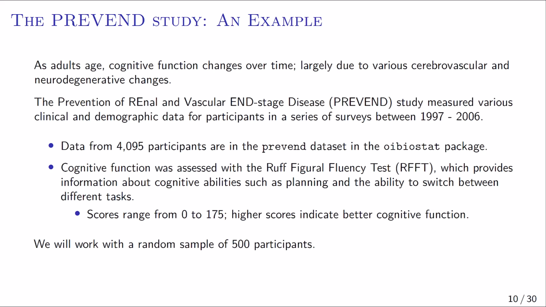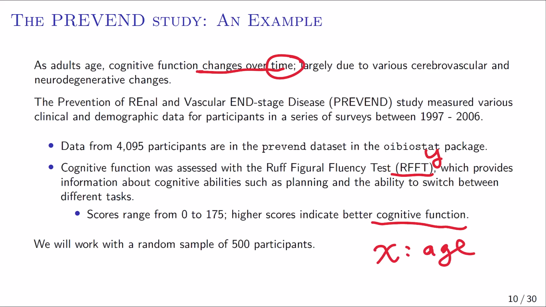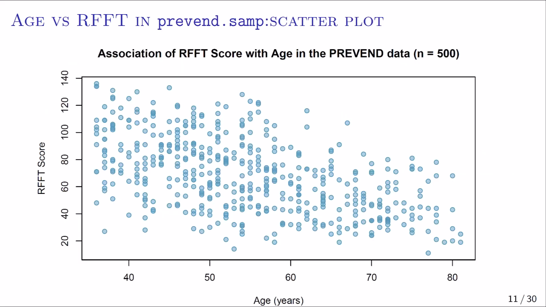Let's take a look at the example. This example is from the textbook. We are considering the RFFT, a score to measure the so-called cognitive ability, and age. So this is the y variable. This is about cognitive function. And then we're talking about another x variable, because we want to know how this cognitive function changes over time. Over time, that's about the x variable, age. So from this data set, we have age as the x variable, RFFT score as y.